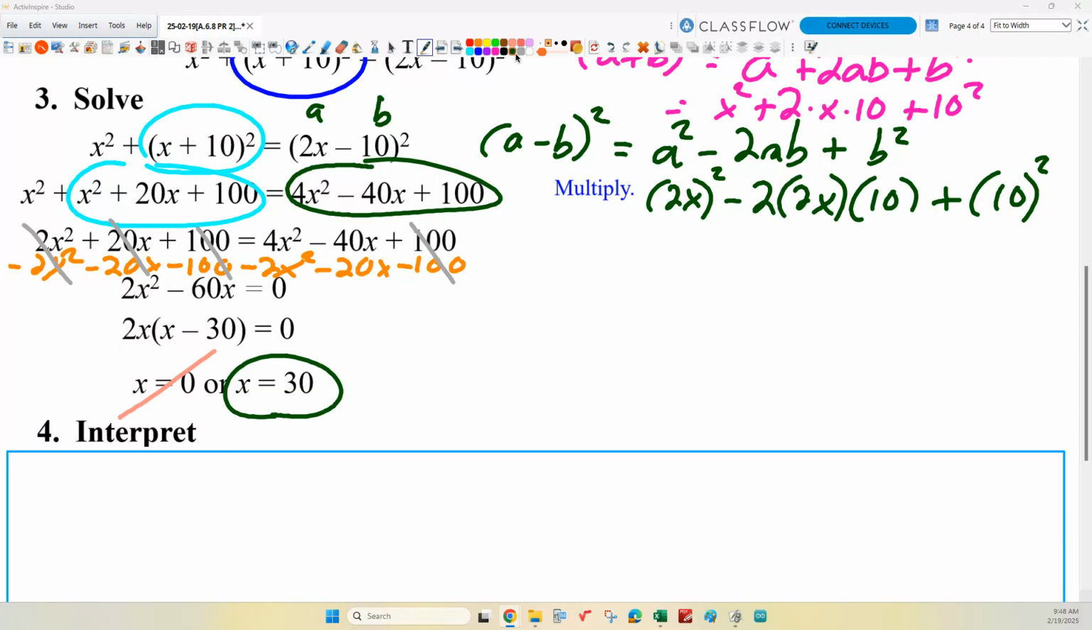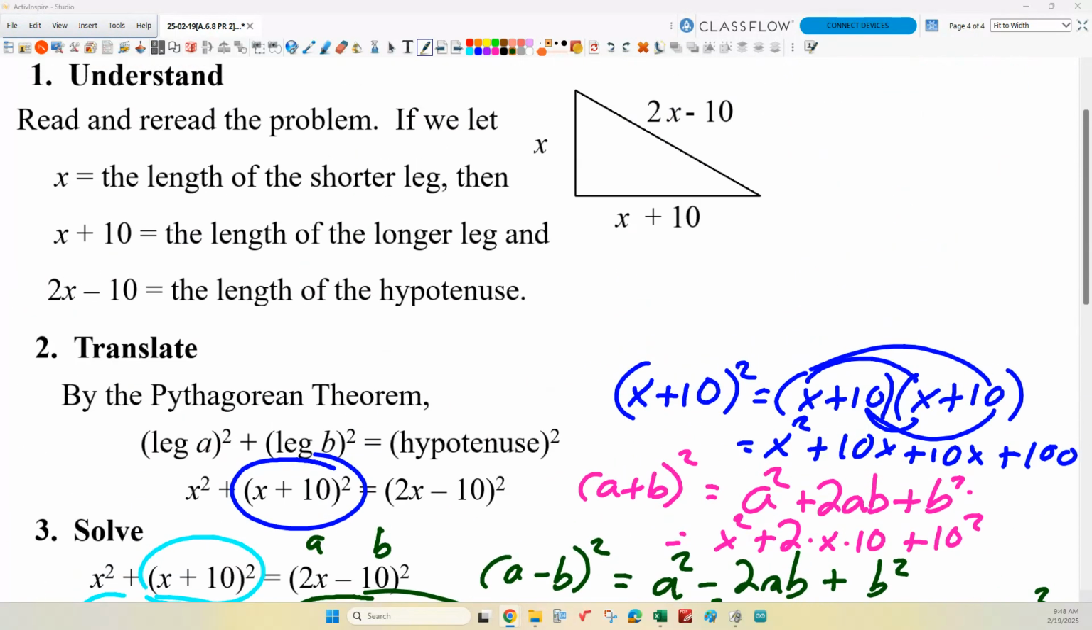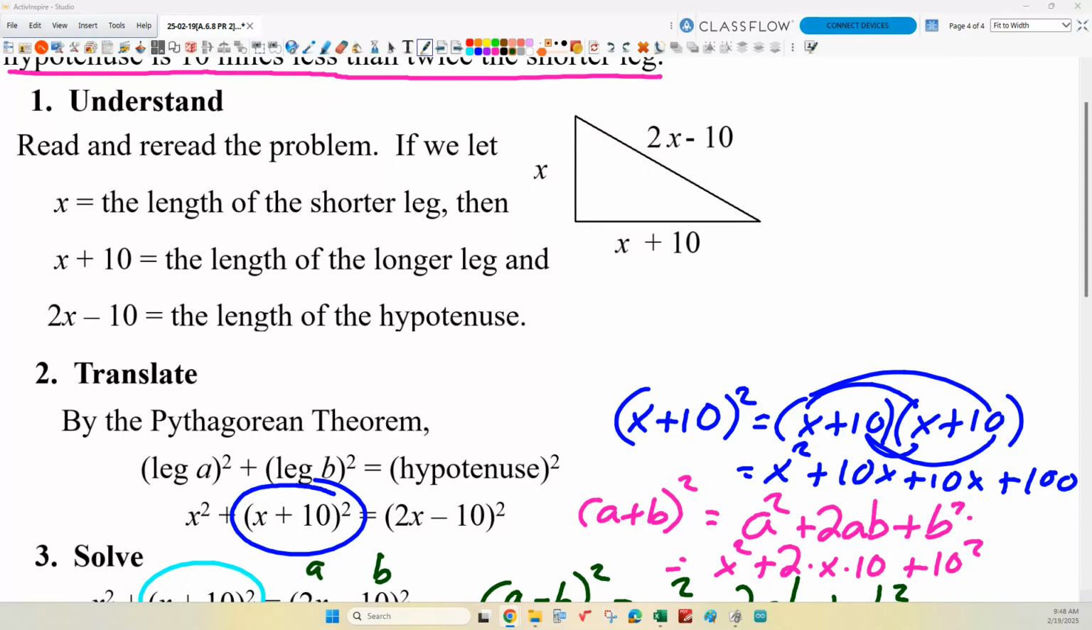Are we done? Well, we're done with the algebra. What does that mean about the original problem then? If x equals 30, what does that tell us about our triangle? What's the length of this side? 30. What's the length of the longer leg? 40. Yeah, because I'm going to add 10 to that. What's the length of the hypotenuse? 2 times 30 minus 10. What would that be? 50, yeah. I'm going to get 60 minus 10, which is 50. Now I know the lengths of the sides of the triangle.